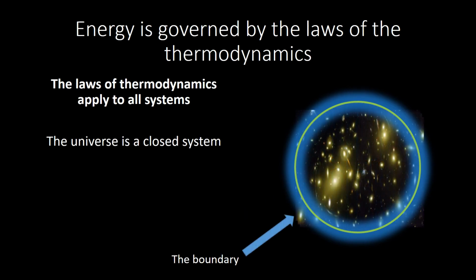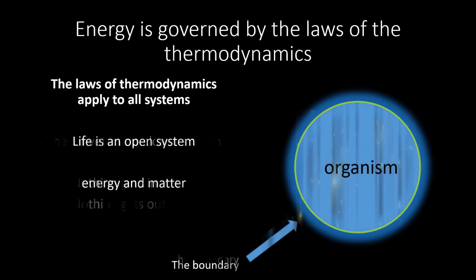Some systems are closed. For example, the universe is a closed system. What that means is nothing gets in and nothing gets out. So there's a boundary, and everything that's going to happen within the universe occurs within that boundary. So this would be an example of a closed system.